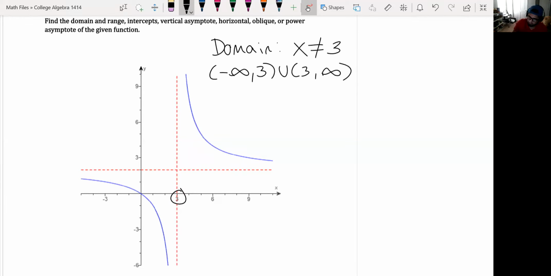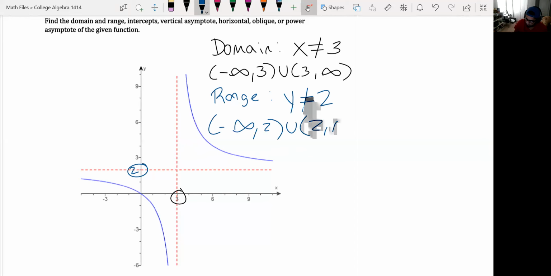Okay, then range. It looks like there's a break in the graph for your y values at 2. You have this horizontal asymptote. So this means as you come up to 2, there's a break, and then you continue on. So our range is going to be y cannot equal 2. Or negative infinity to 2, union 2 to infinity.